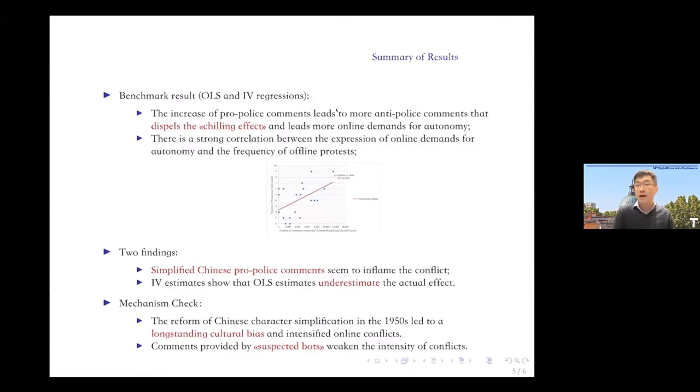Besides that, we also have two interesting findings. The first is that when switching to comments provided specifically by simplified Chinese users, it seems to intensify ideological conflict. We want to explain why.